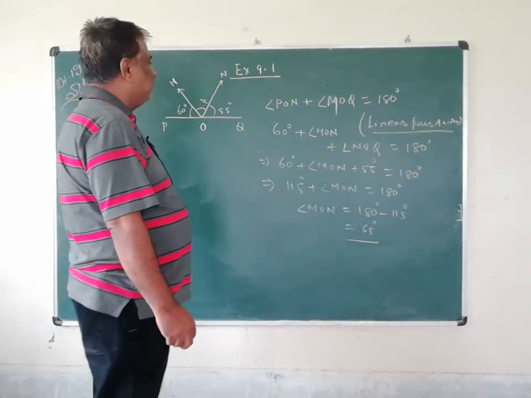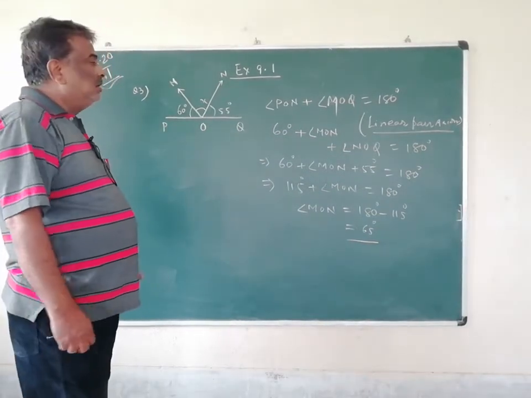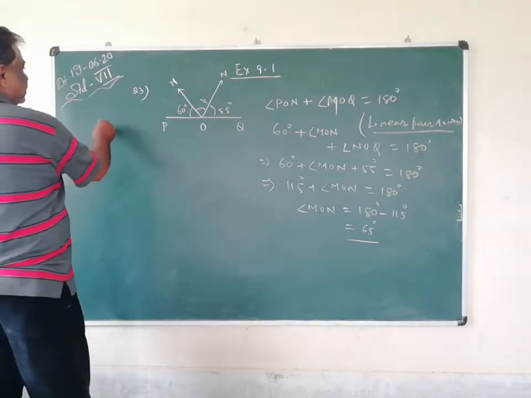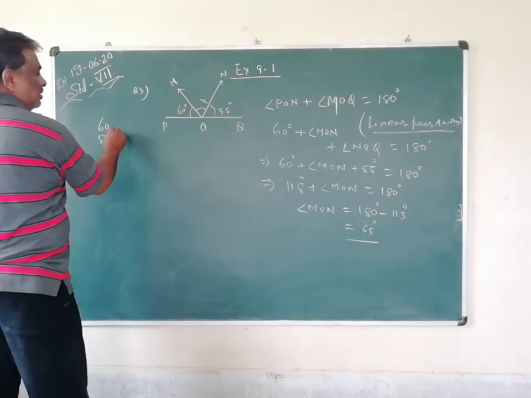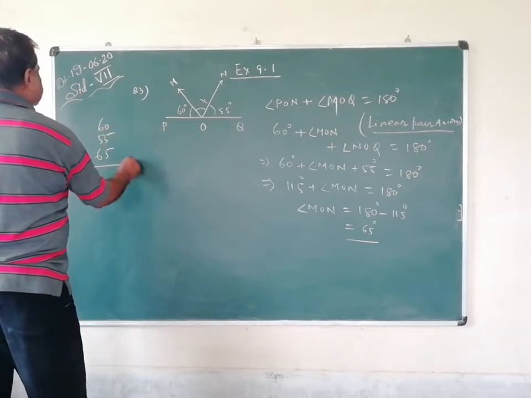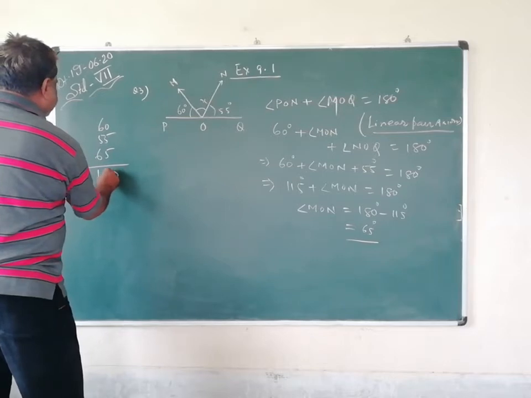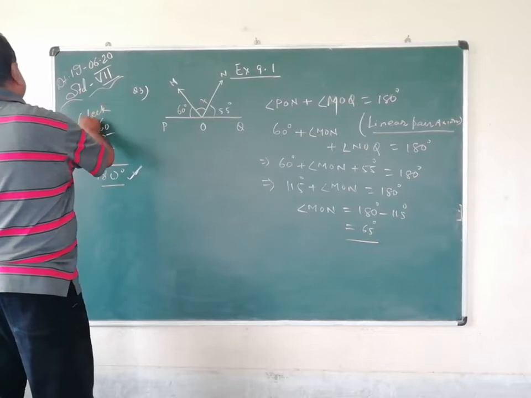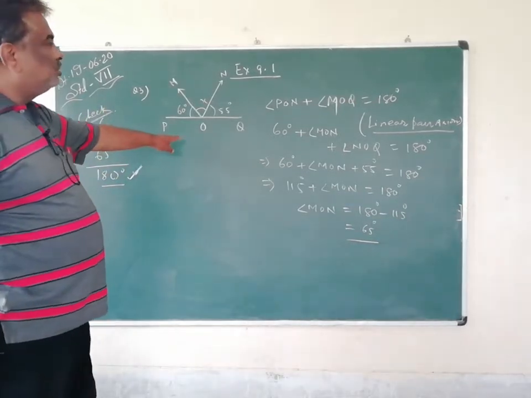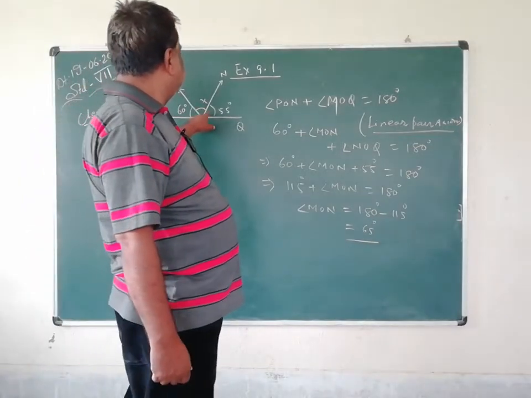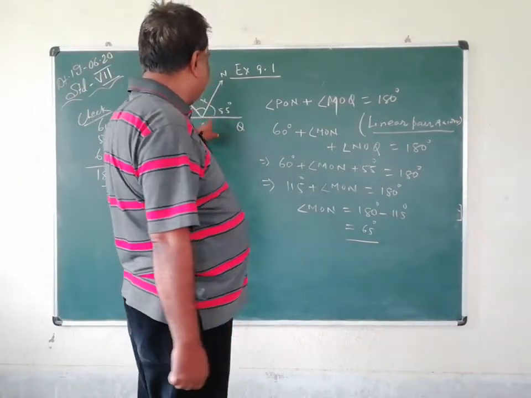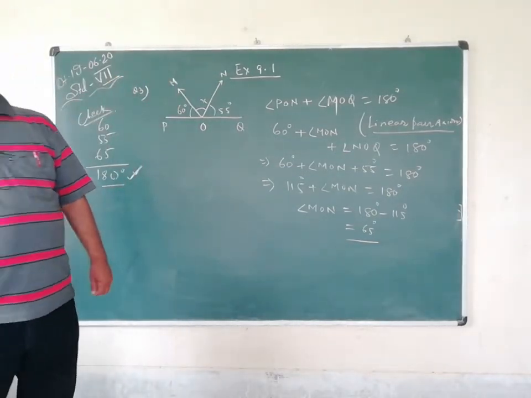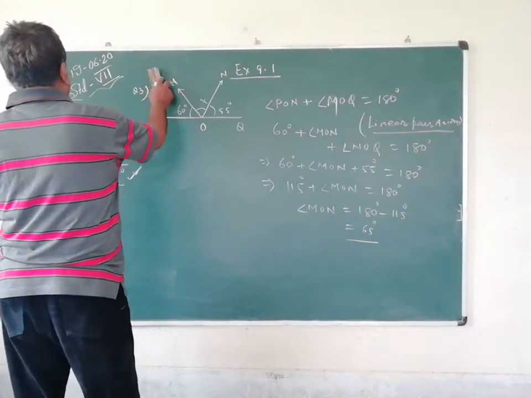So do you understand this one? PQ is a line. So whether I have got the answer right or wrong, what will you do? You add 60 degrees plus 55 plus 65. If you get 180 degrees, then this is correct. For checking, we will do this. You can do it in your exam. So if this is your question number 3, that is 60 plus x plus 55 is equal to 180, then x will be equal to 65. This was your question number 3.